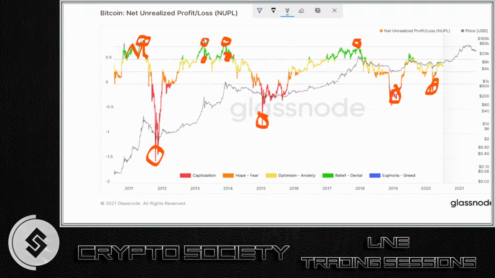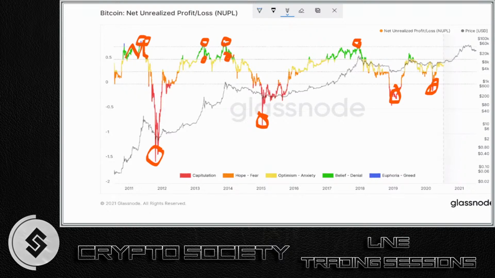0.75. The same in 2013, we had a double bottom. Also, the indicator was in euphoria. And of course, the same situation was in 2018. And let's see how the situation is looking today in 2021.